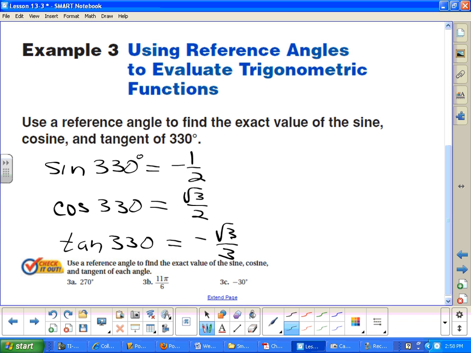So when it says use a reference angle to find the three of them, don't. Just use your unit circle. Okay, you got it. I want you to use it.